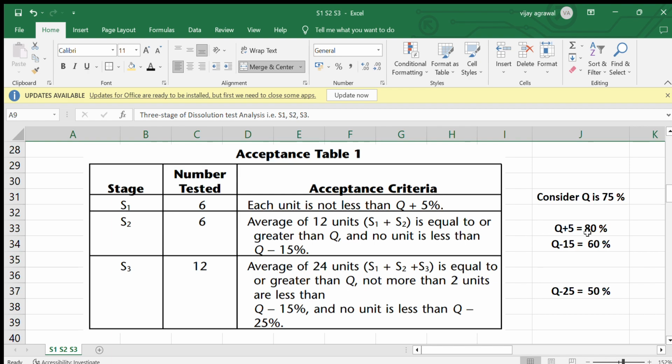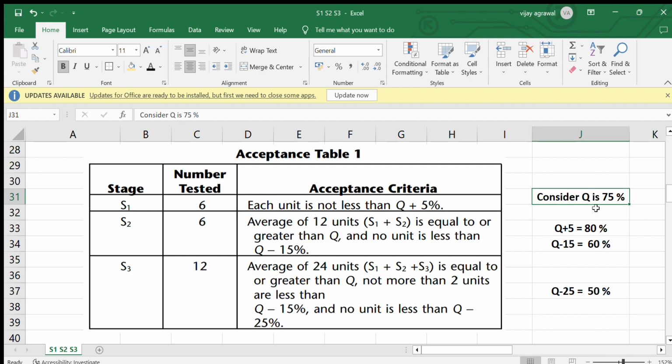So first of all, you should decode these requirements or acceptance criteria. Consider you have a Q value of 75% and your specification is at 30 minutes. So your dissolution release specification will become not less than 75% release or dissolved at 30 minutes.